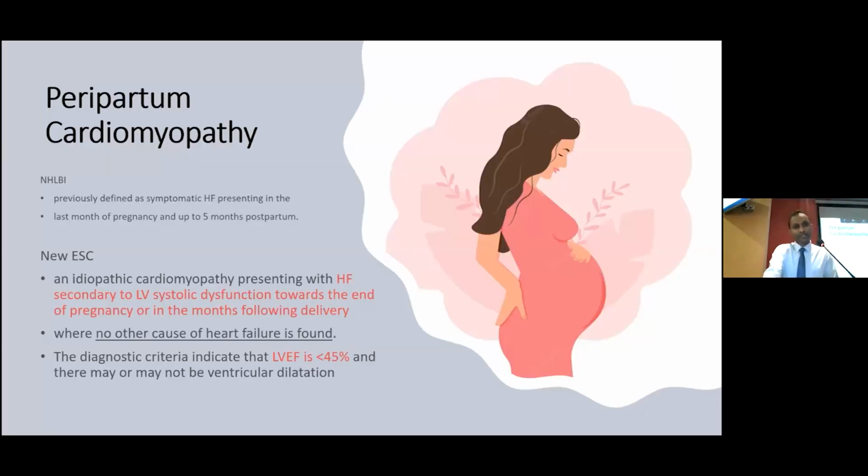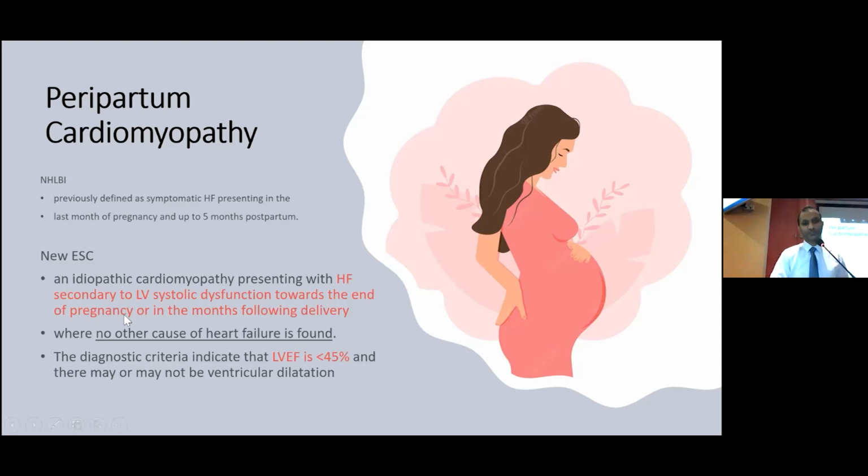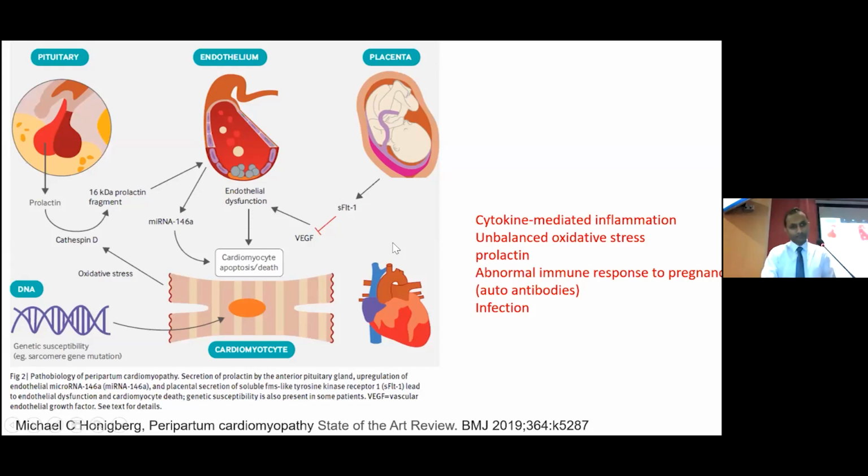So what is peripartum cardiomyopathy? Usually the EF is less than 45. It occurs toward the late time of the pregnancy and in the following months after pregnancy. They don't define the exact months, but it can even develop after 6 months, up to 1 year, they can develop this peripartum cardiomyopathy. And the other thing is it's a diagnosis of exclusion, so no other cause of heart failure should be found. So what is the pathophysiology?